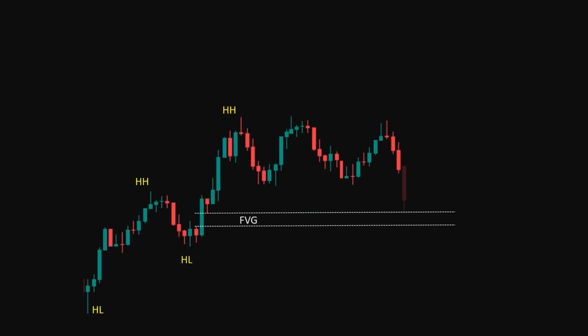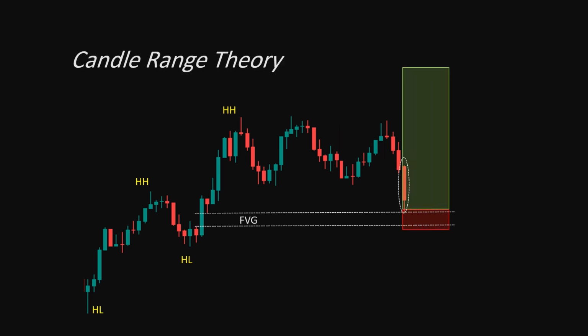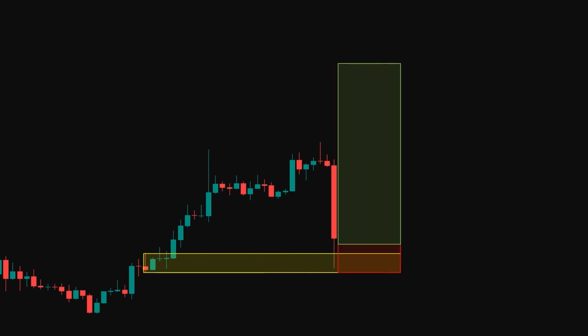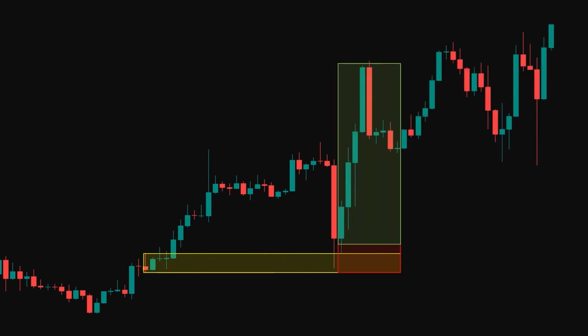Hey traders, welcome back. Today we're diving into a powerful concept that will help you turn confusing price action into clear setups using candle range theory. Candle range theory might sound basic at first, but don't let that fool you. It's one of the most effective strategies I've come across in trading. What makes it truly powerful is that it's still under the radar. Most traders haven't quite figured out how to use it properly yet, and that gives you a real edge in the market. Let's jump in.